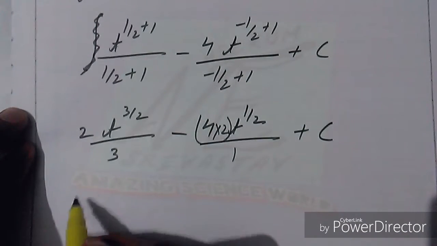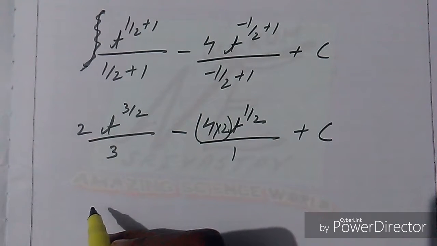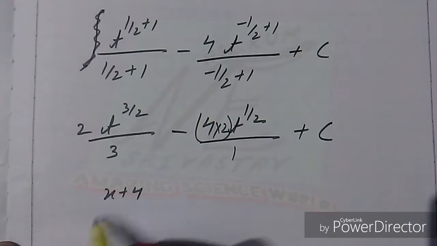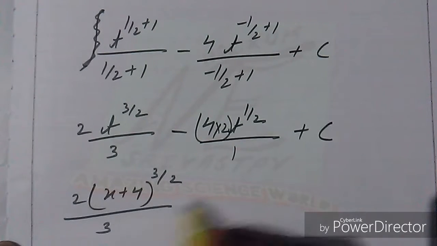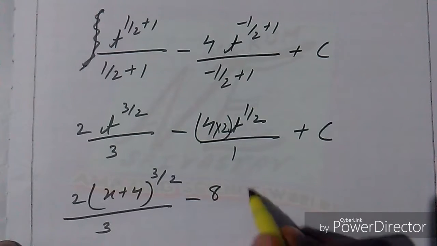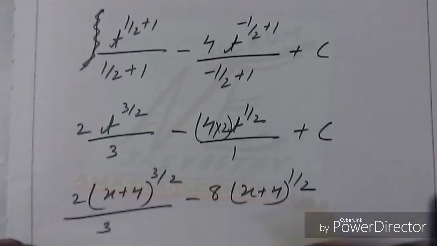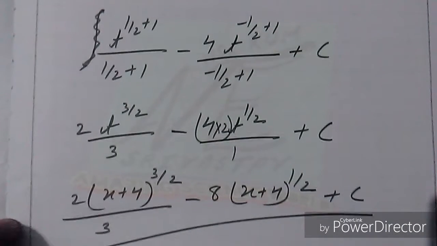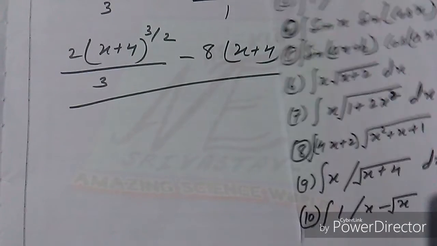Friends, now we put the value of t, and the value of t is x plus 4, that is 2 by 3 into x plus 4 to the power 3 by 2 minus 4 into 2, and put the value of t, x plus 4 to the power 1 by 2, plus c. That is the answer. Friends, now we go for the next question.